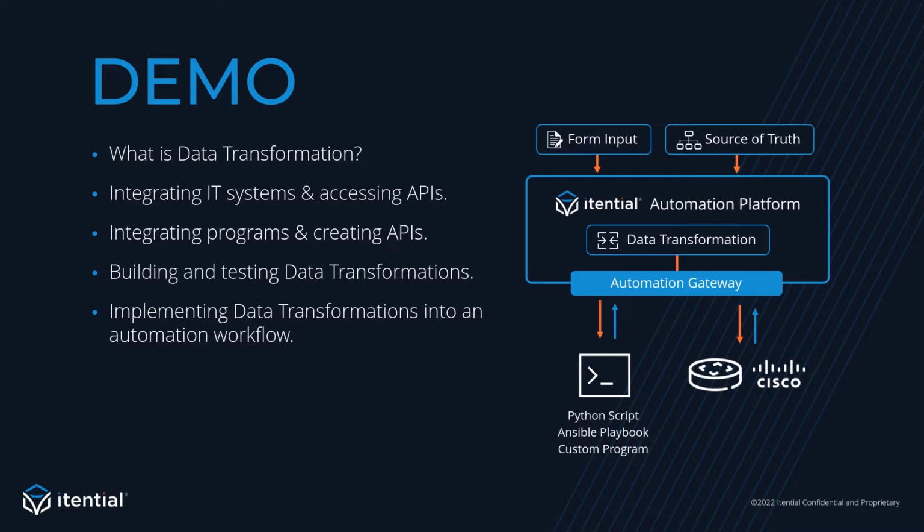We're also going to take a look at how we integrate programs. The good news here is, bring your own programs, bring your own code, and we'll show how we integrate that into the Itential platform, and then how we can build APIs on top of it. If your code isn't already API accessible, when you bring it into our platform, we can create that for you, and that opens up the ability to use those in automation workflows in our platform.